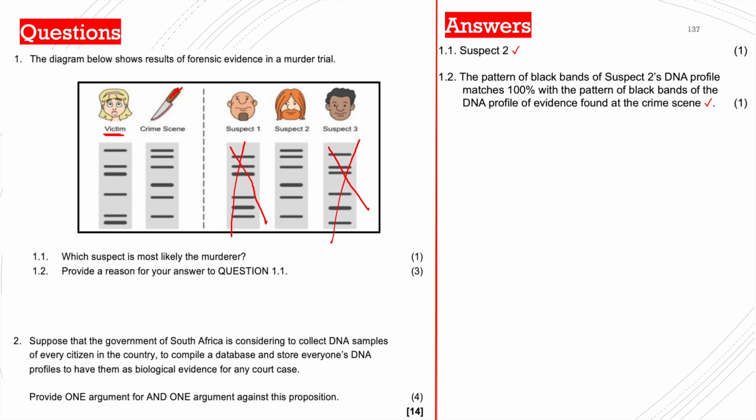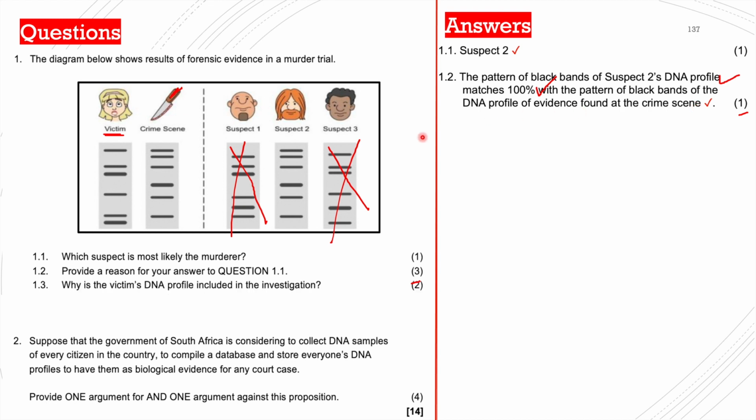This is not supposed to be 1 mark, guys. It's supposed to be 3 marks. Pardon me for that error. So the pattern of black bands of suspect 2's DNA profile, that's where the first tick is supposed to go, matches 100%, that's where the second tick is supposed to go, with the pattern of black bands of the DNA profile of evidence found at the crime scene. Hence, it is going to be 3 marks.